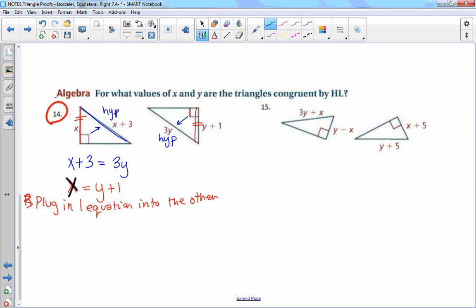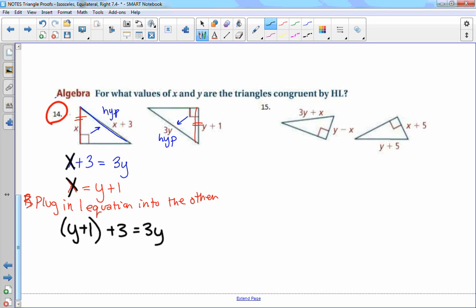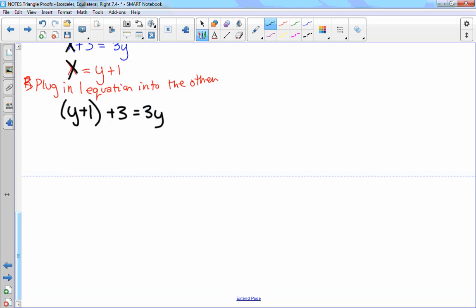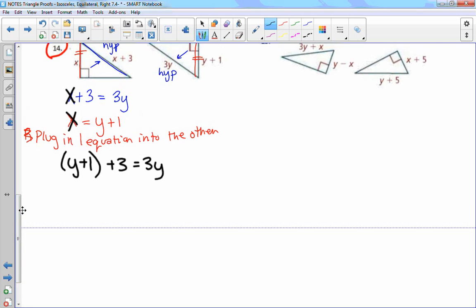So the x in the top equation, what can I replace the x with? Y plus 1. And then the rest stays the same, plus 3 equals 3y. So this x in the first equation was just replaced with what we learned x was. X was y plus 1. Now everything is in terms of y, so we can find what y is. We don't have any more x's. That's a nice thing about substituting one equation into the other, is it gets rid of one of the variables.